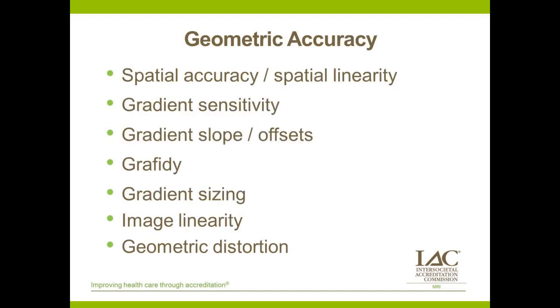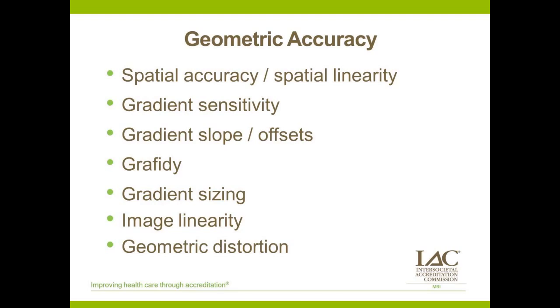So geometric accuracy shows up under a number of different names as well. Sometimes this is referred to as spatial accuracy, spatial linearity. Different manufacturers use terms like gradient sensitivity, gradient sizing. Those of you with sharp eyes will find that I have an error on this slide. So graphity, which is listed in the middle, is not a geometric accuracy tool. That is a manufacturer-specific name, and it belongs on one of my other slides coming up in a moment. So all of you can take out your pens and correct that on your monitor.